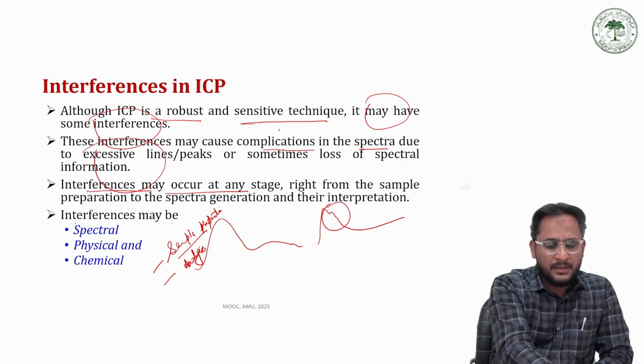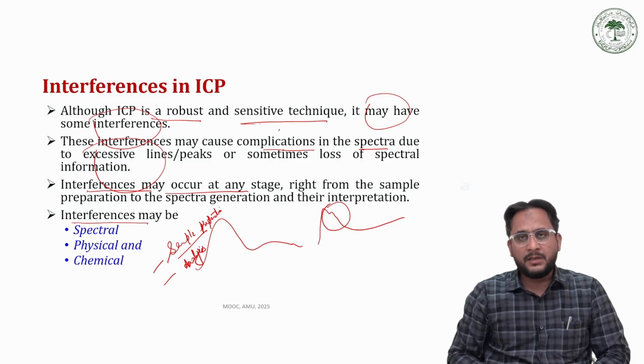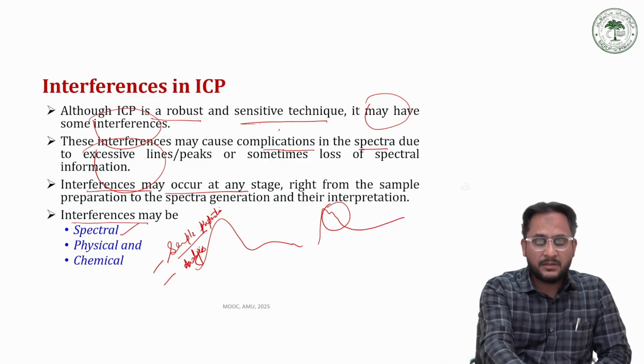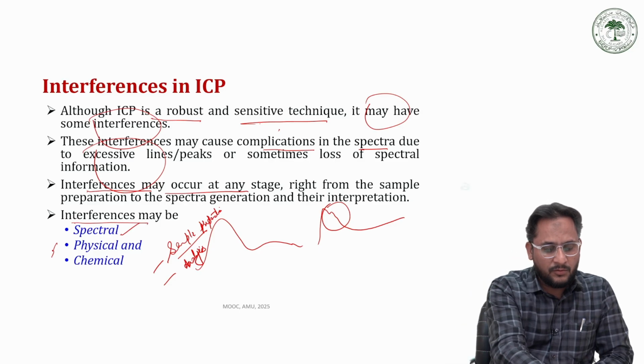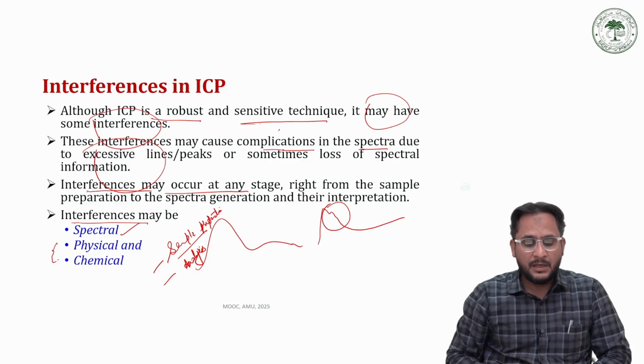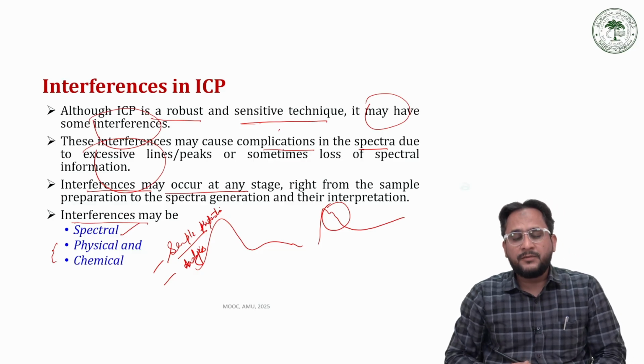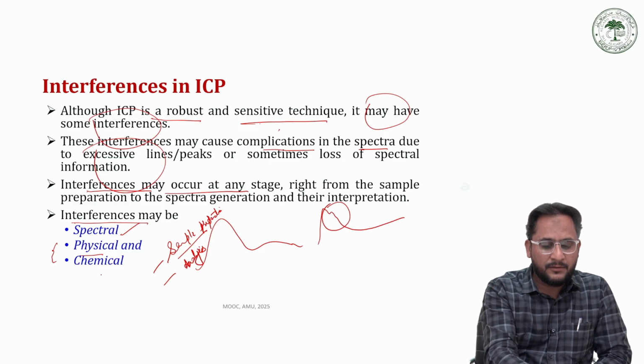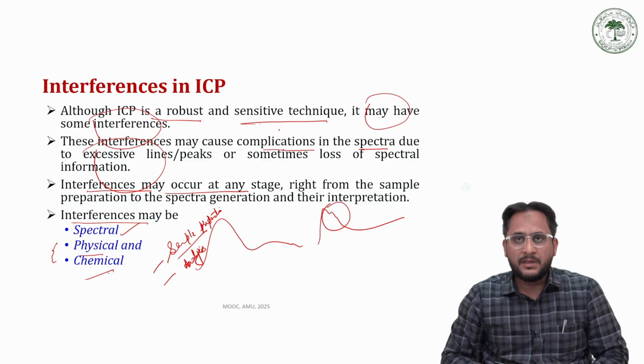Now broadly these interferences are divided into three categories. First is called the spectral interferences, and then we have two non-spectral interferences. These non-spectral interferences are divided into physical interferences and chemical interferences. Let us discuss these interferences individually.